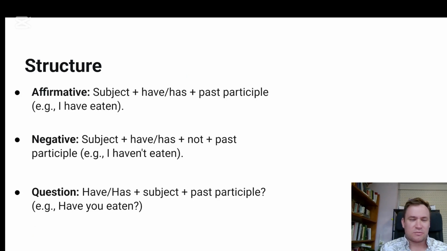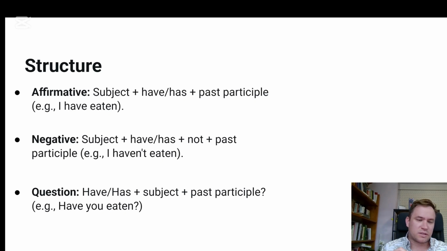Structure. The affirmative is always a subject, have or has, that's called an auxiliary verb, and then a past participle. The past participle is always the third word if you studied this at school. So something like eat, ate, eaten. That eaten is the past participle. The negative forms are formed with a not. That not is often contracted as well. So you might say something like, I haven't eaten.